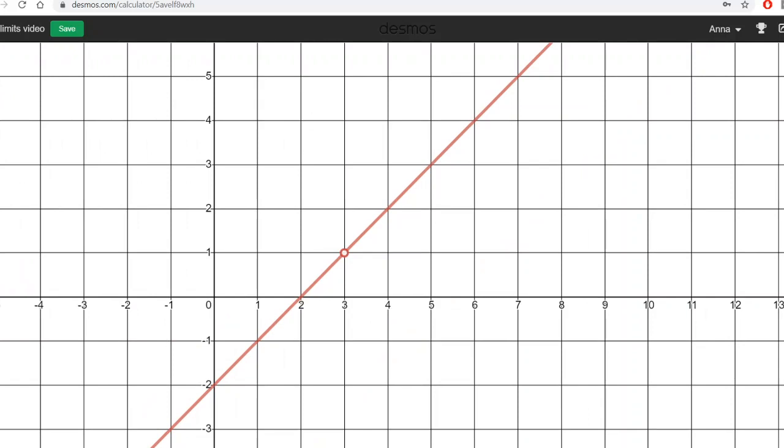Okay, so what do we see going on in this graph? Well, we see that, like we saw on the table, when you're plugging in x values that are getting closer and closer to 3, the y values are going to get closer and closer to 1. And then similarly with values that are just above. So if you plug in x values that are just above 3 and getting closer and closer to 3, the y values are going to get closer and closer to 1.